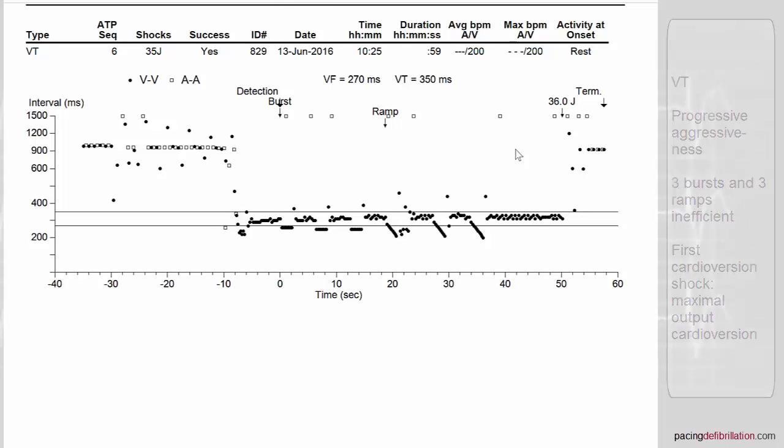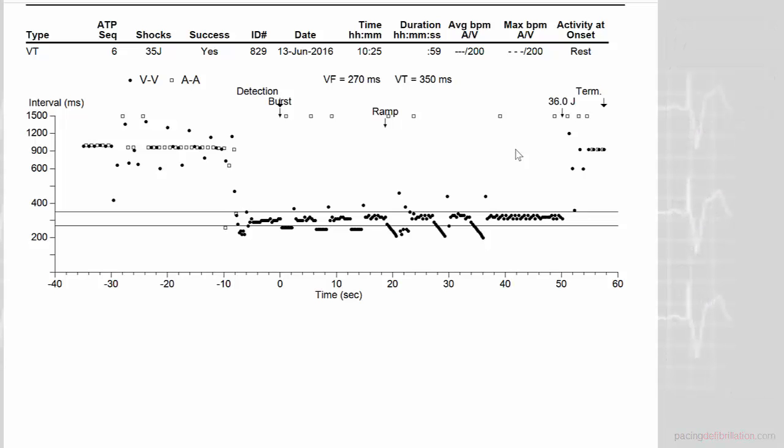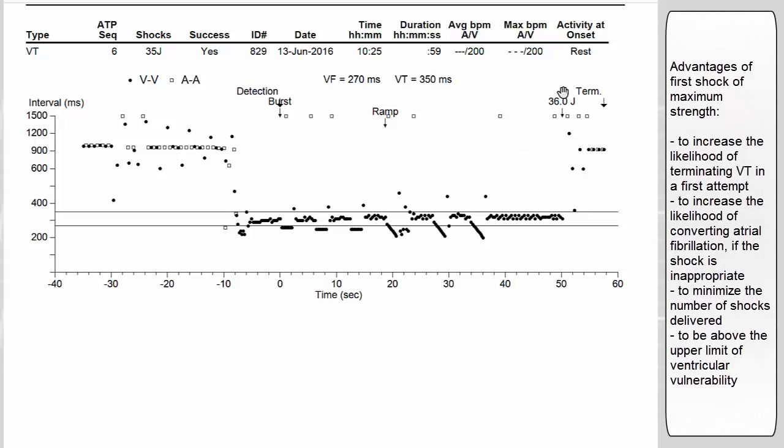As explained before, the choice of the amplitude of the first shock in the VT zone after sequences of ATP is debatable. The advantages of programming a maximal output shock, like in this example, as the first shock delivered in the VT zone, are first, to increase the likelihood of VT termination at first attempt and to minimize the number of shocks delivered.